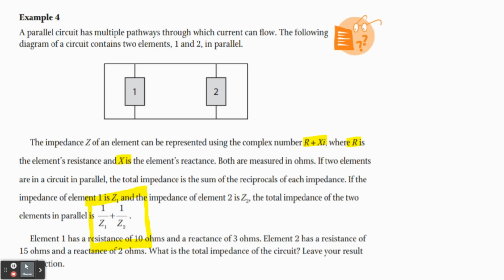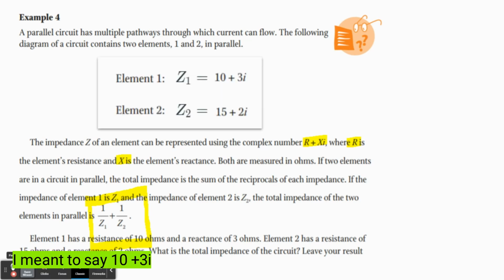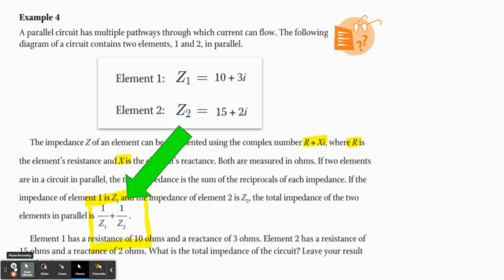It says element 1 has a resistance of 10 ohms and a reactance of 3 ohms. So that's going to be 10 minus 3i. As you can see, I have the Z1 and Z2 written down here: 10 plus 3i, 15 plus 2i. Now I'm going to put them into that 1 over Z1 and then 1 over Z2 because they need to be added together to find the impedance.